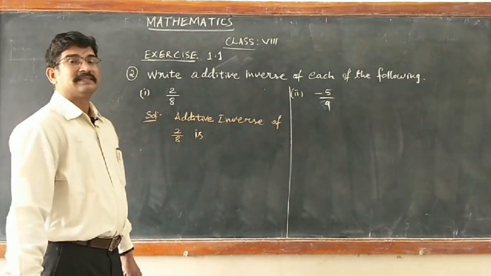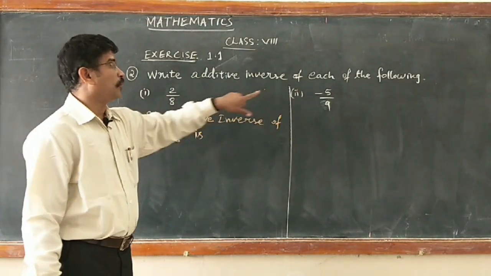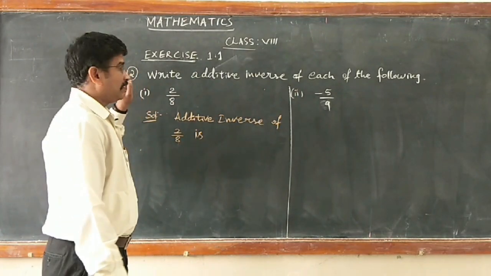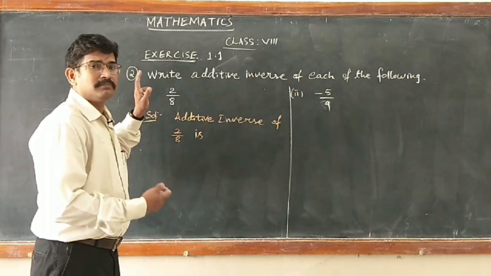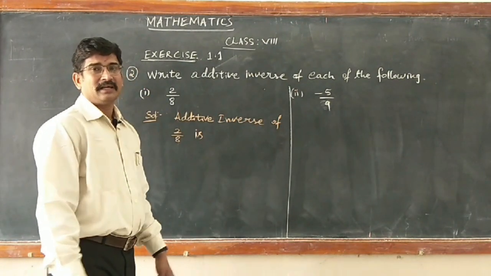Children, the second question is: the additive inverse of the following numbers is to be found. They have given you some rational numbers such as 2 by 8, minus 5 by 9 and so on.